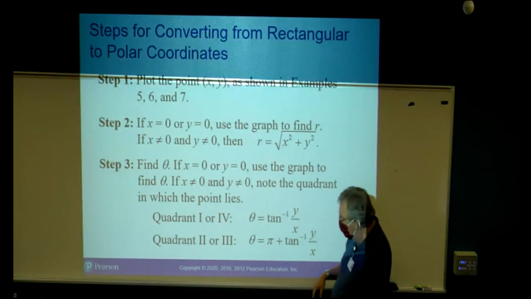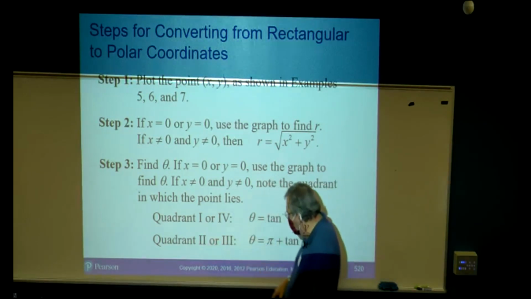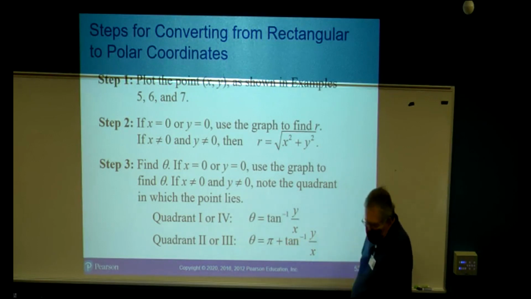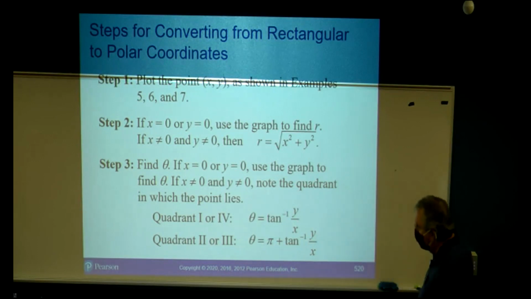And if the point winds up in the second or third quadrant, then you're going to add pi to the inverse tangent of y over x. Okay. So this states those ways of finding the polar coordinates more succinctly than they had previously.